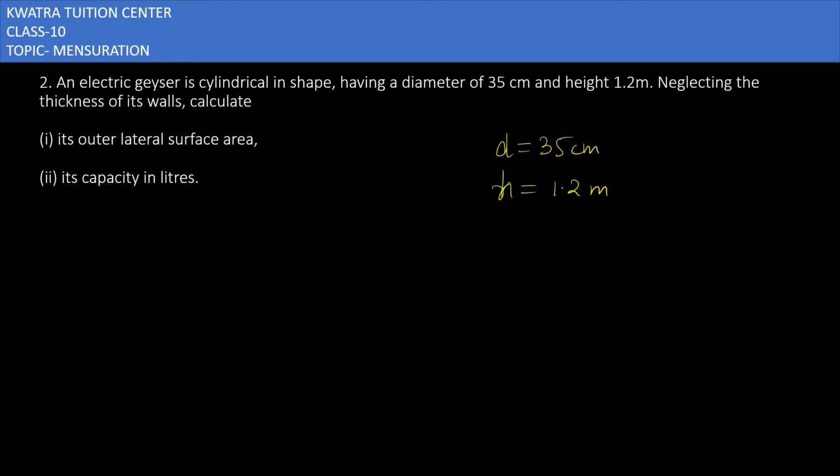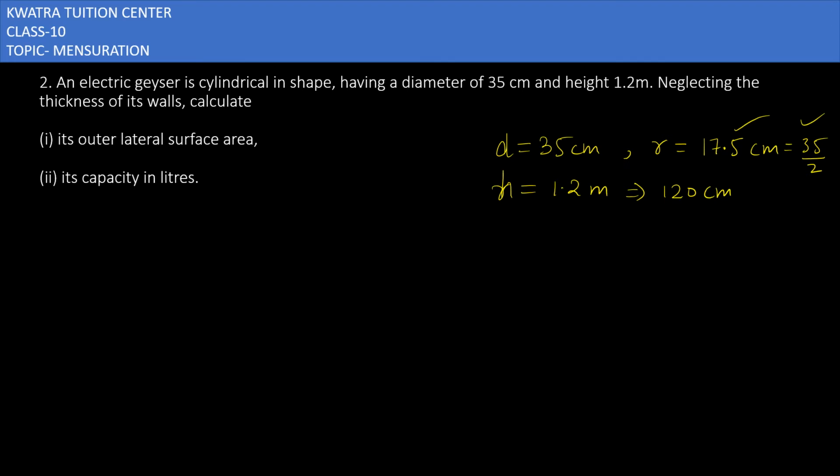So we have to ensure that one unit must be used. So the radius you can find first. It will be 17.5, or you can write 35/2, one and the same thing. You can use this or this for the calculation. Now what we can do is change the height into centimeter. It will be 120 centimeter.